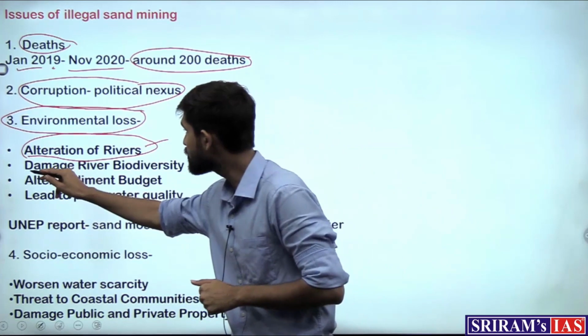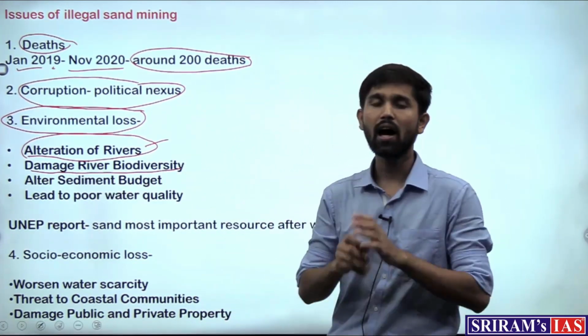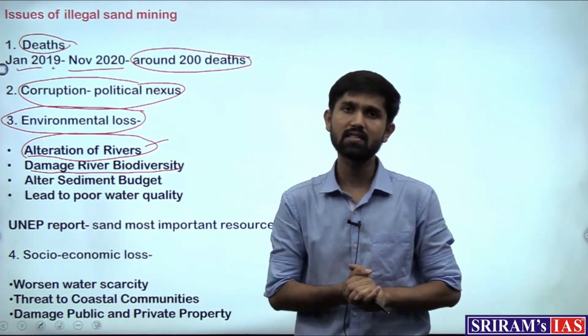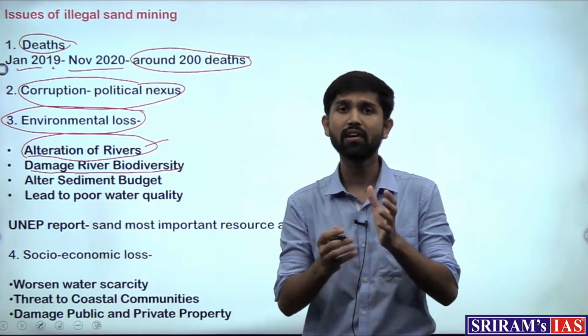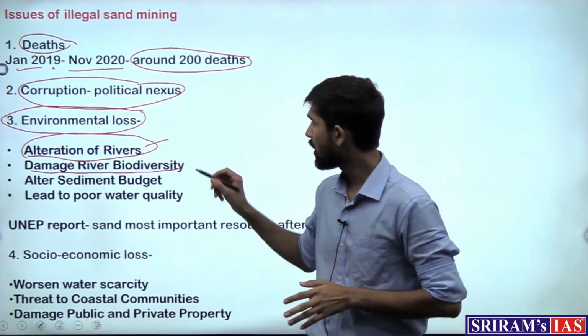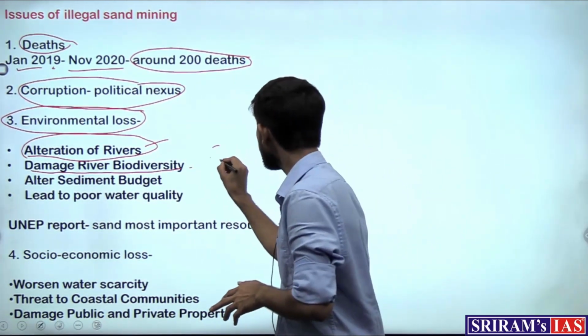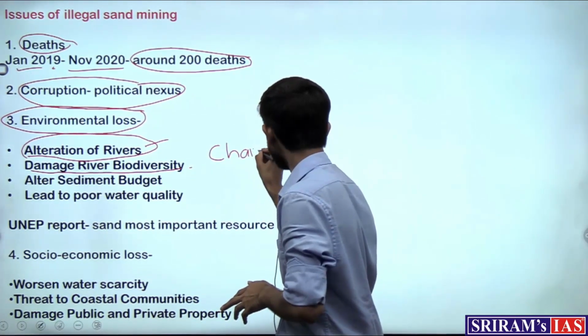Second, it damages river biodiversity. Again, taking out such unsustainable amounts of sand from the river affects its biodiversity. An example of this is the Chambal Sanctuary.